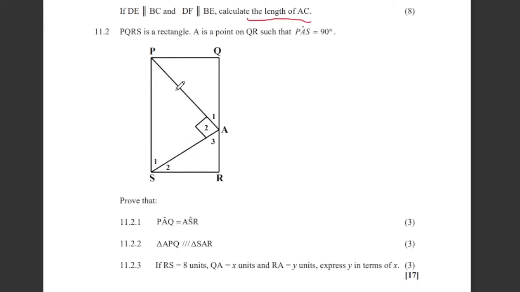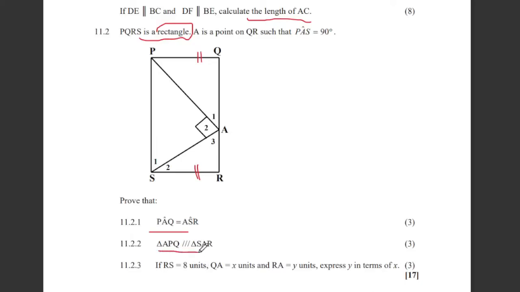Same story with 11.2. Okay, they gave us PAS is a 90. Okay, and they told us it's a rectangle. We need to know the properties of a rectangle in this case. Okay, so PAQ is what they need. Can you prove that PAQ is the same as AR? Prove. Remember, with the rectangle, this side is equal to that side, and all of that side is equal. So use the information that is given to just prove that.